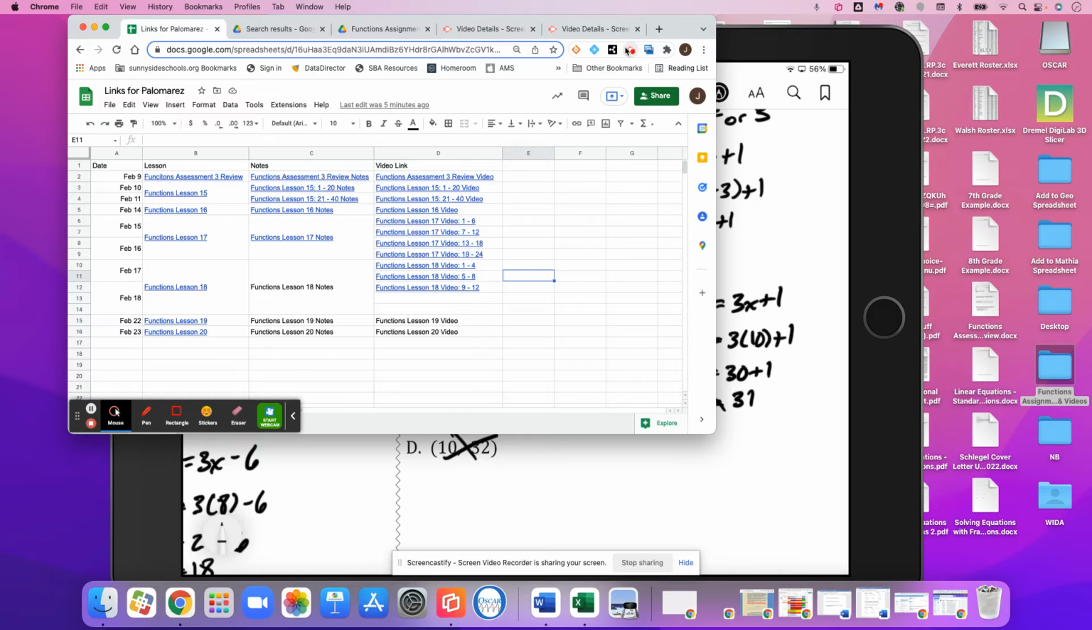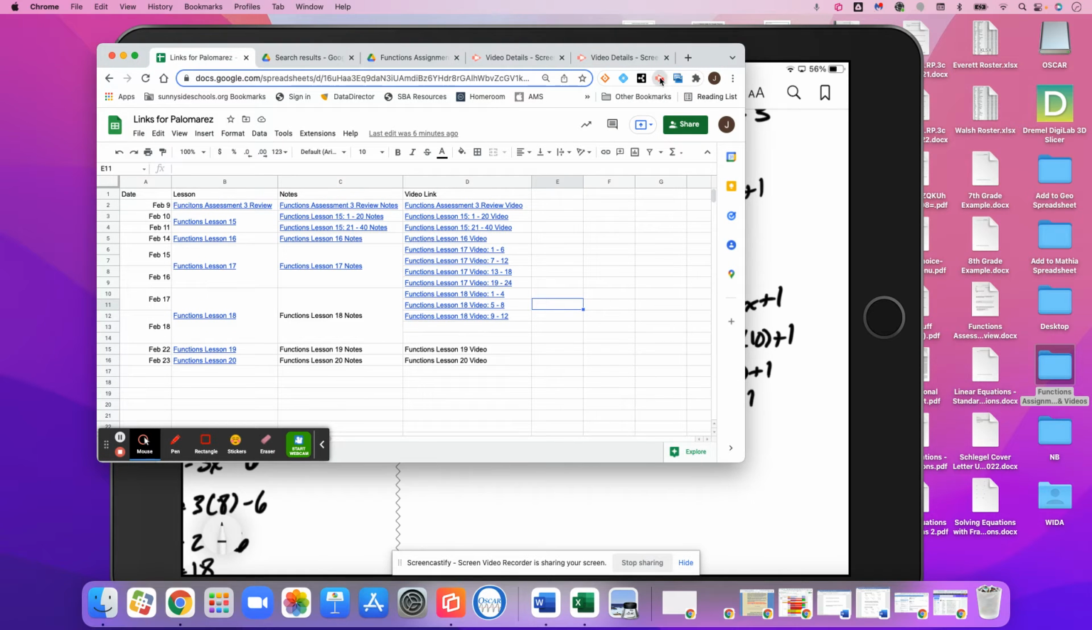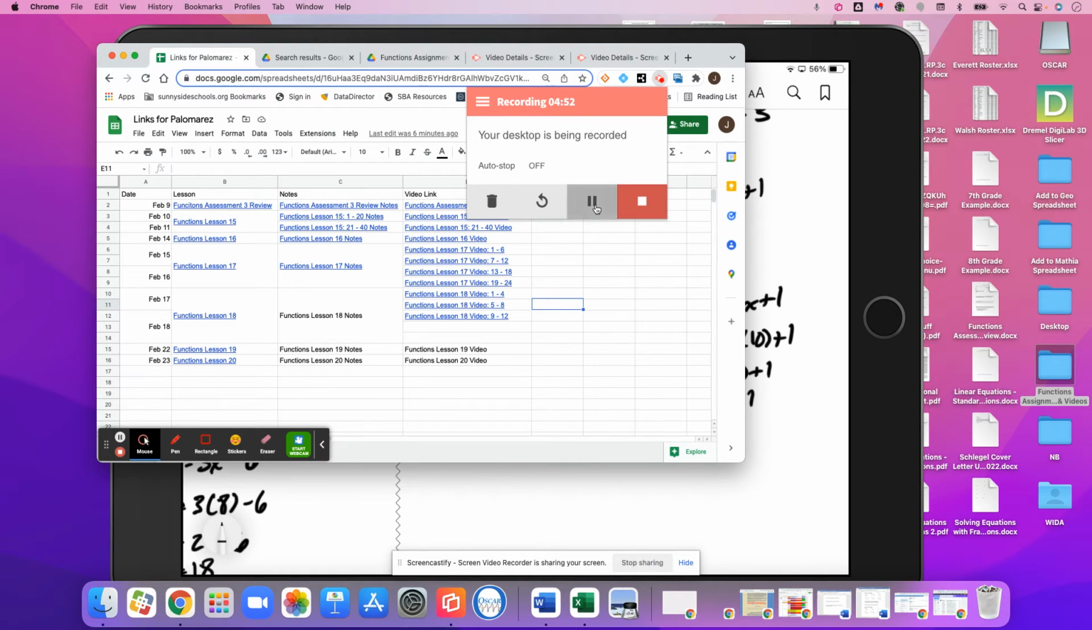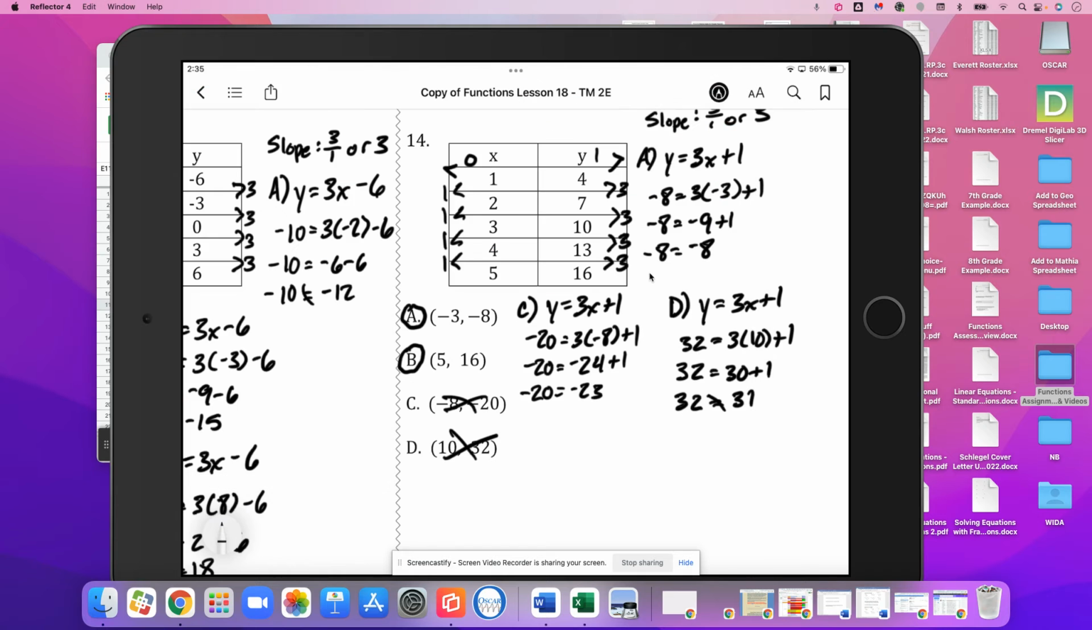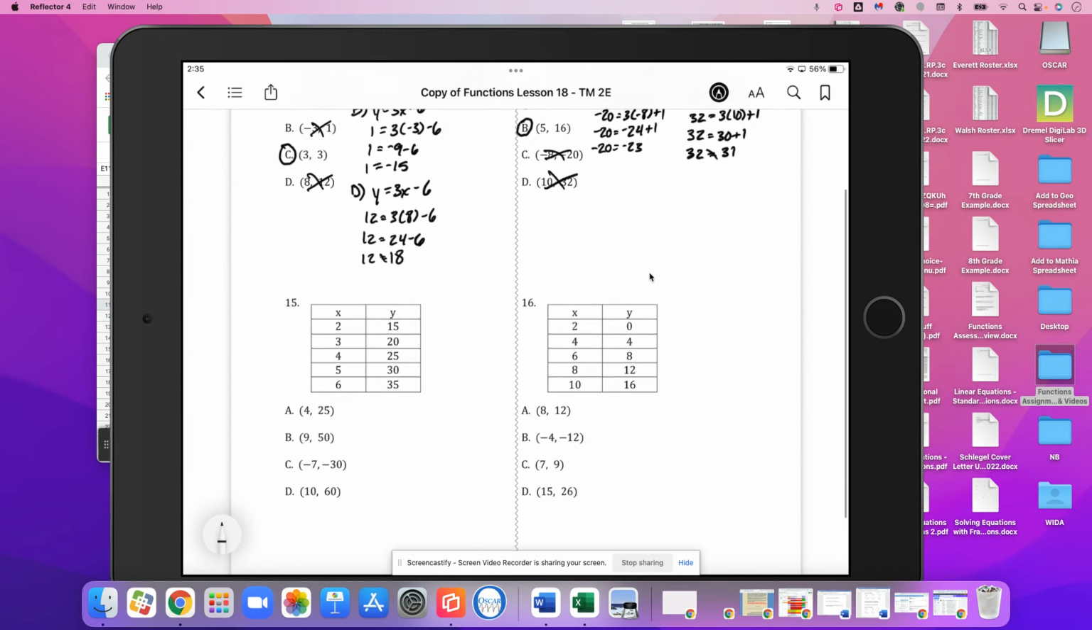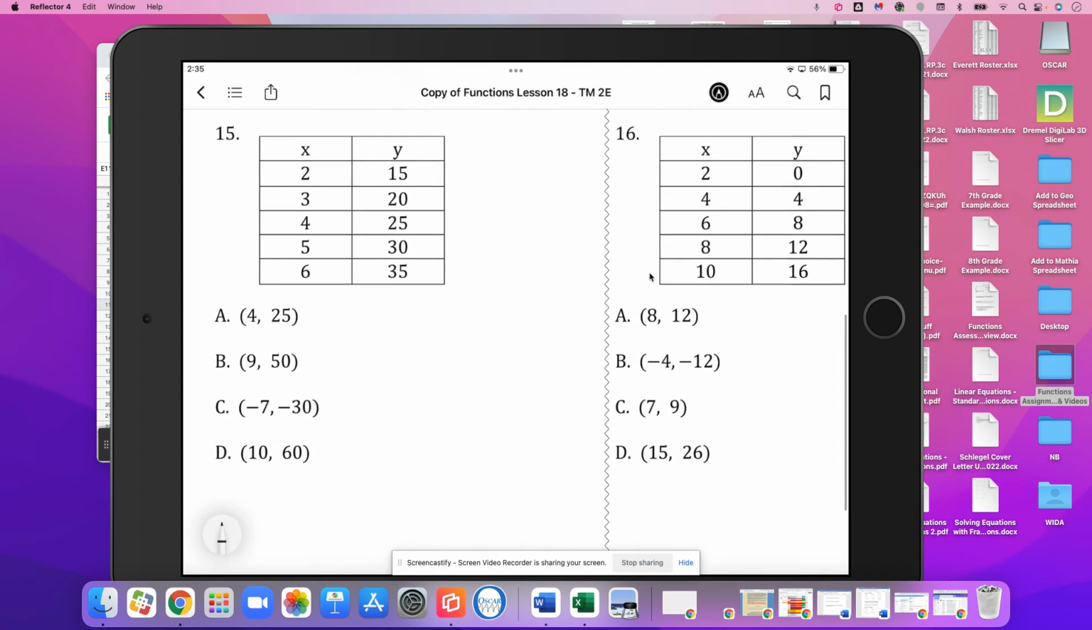One moment. Just had to check my work there for a moment. So moving on to 15. Let's see what we've got. So do we have anything that matches? We do. 4 and 25 and 4 and 25. So that one is a freebie. 9 and 50 are not in there. -7 and -30 are not. 10 and 60 are not either. So we're going to have to do our thing.